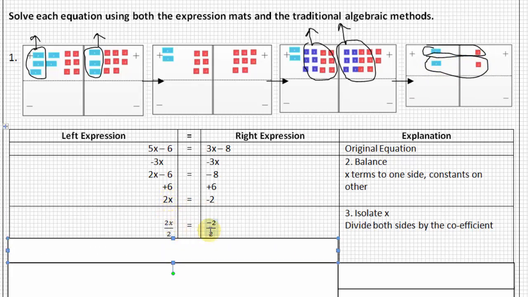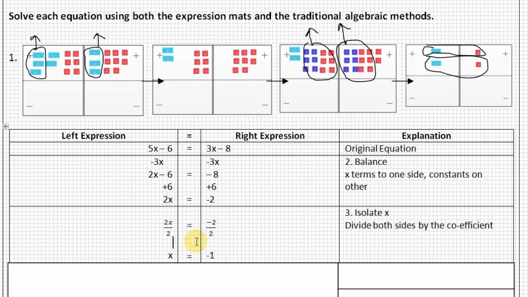So we want to show what that's going to look like. And I just copied this down again, 2x equals -2, but we divide both sides by the coefficient. So 2x has a coefficient of 2. I'm going to divide by 2. If I divide by 2 on the left, I also have to divide by 2 on the right. So that leaves me with x is equal to -1. That's what we got in our circles. X is equal to -1.